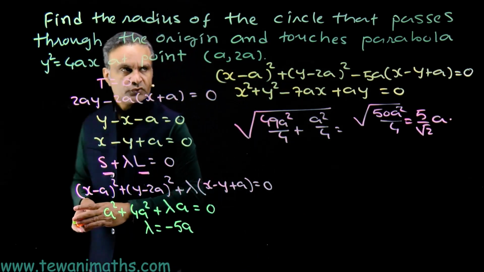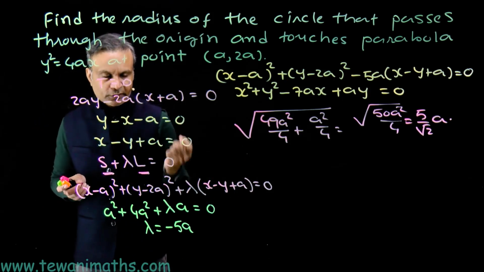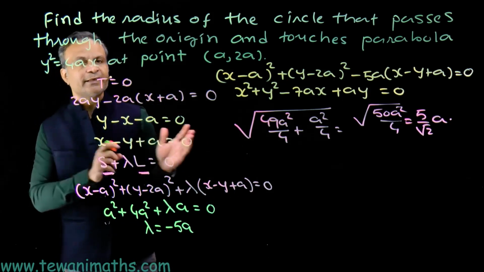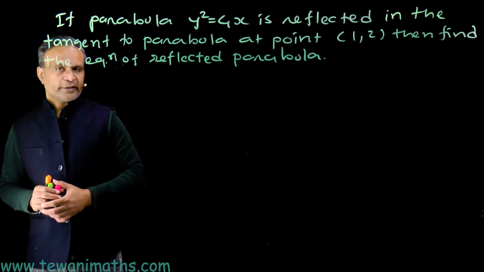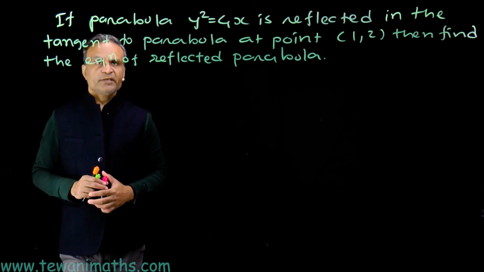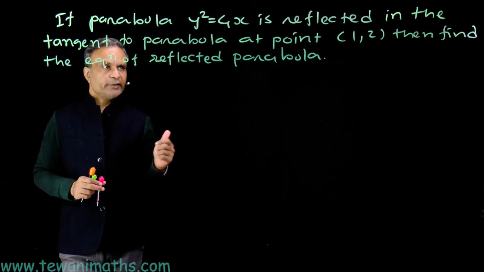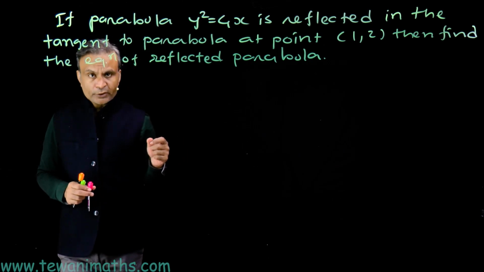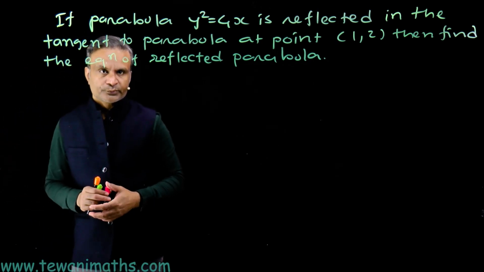So here we are making use of one concept of family of circles: equation of family of circles touching given line at given point. Now look at this question. Question is, if parabola y square is equal to 4x is reflected in the tangent to parabola at point 1 comma 2, then find the equation of reflected parabola.